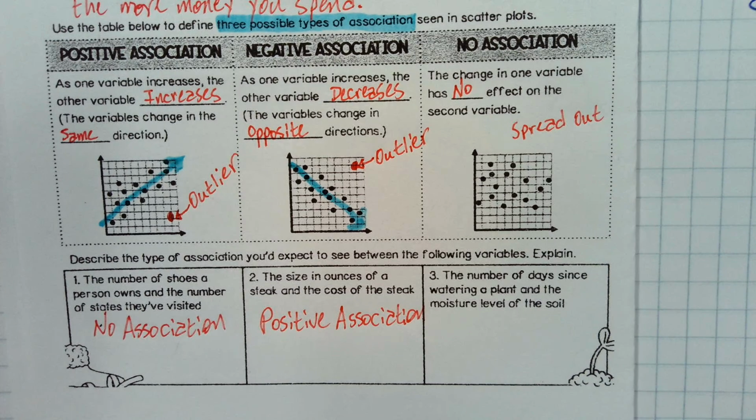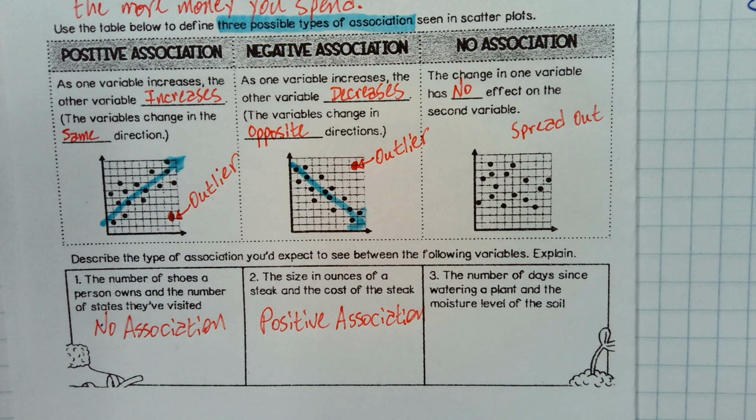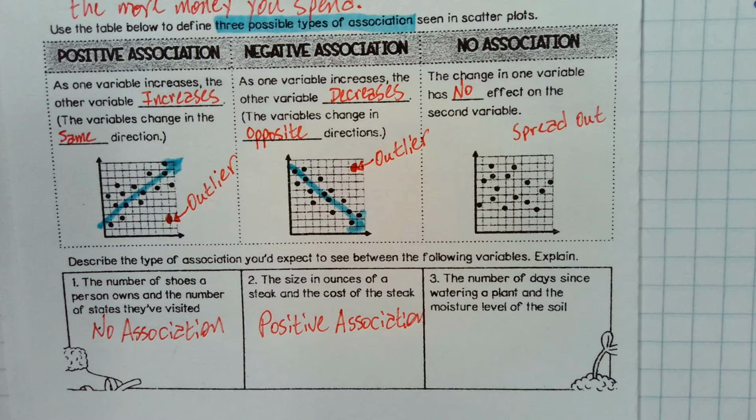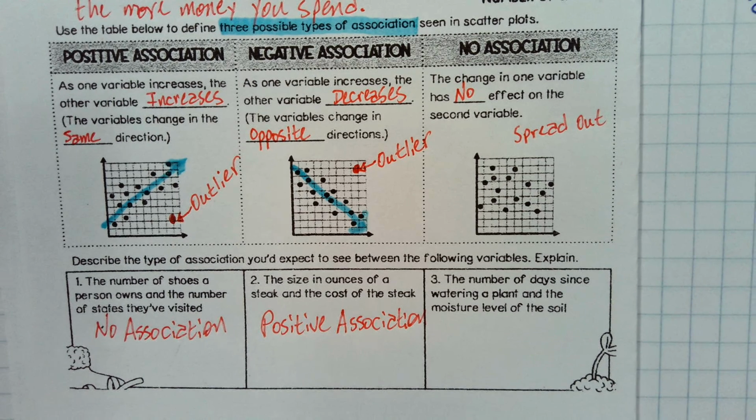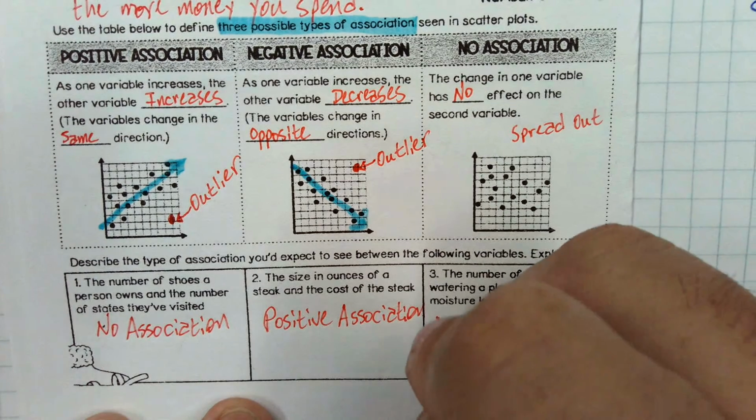Okay. And the last one, the number of days since watering a plant and the moisture level of the soil. So say you spent 10 days without watering your plant. What are you going to know about the moisture level of that soil? It dries up, right? That would be a negative association. The more time you spend from watering your plant, the lower the moisture level goes. So that would be a negative association.